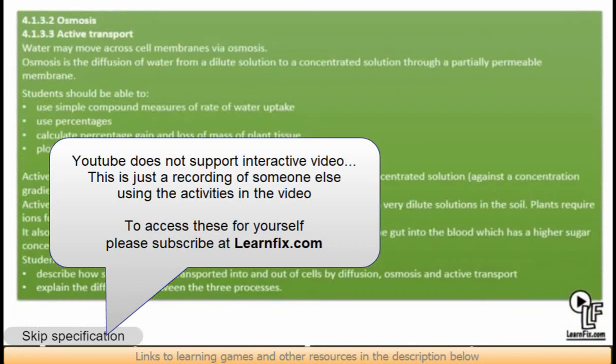In this lesson we're going to be looking at osmosis and active transport. Now the AQA specification has this to say about that. Water may move.